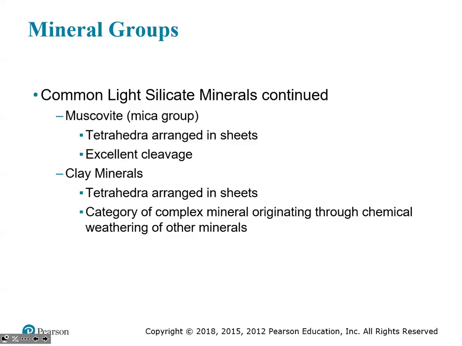Then we have clay minerals, which also have tetrahedra arranged in sheets. And clay minerals are interesting because they don't form from magma or from molten rock. Clay minerals form from the chemical weathering of other minerals. Generally, you start with feldspar and it gets chemically transformed into clay minerals. So these are complex minerals that originate through chemical weathering of other minerals, usually feldspars, and they make up clay.